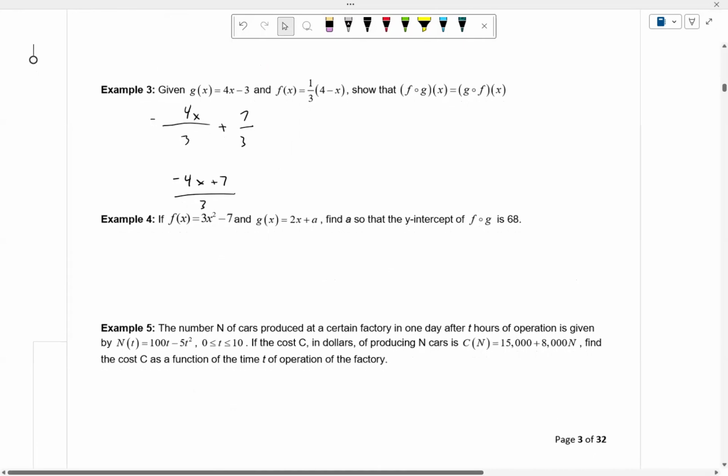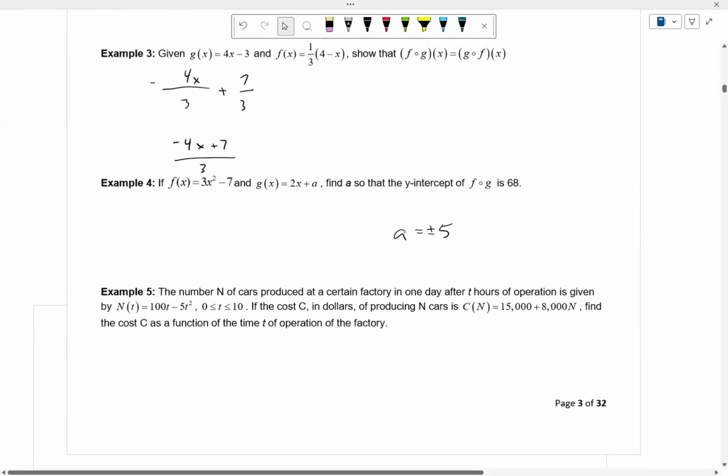Example 4. Sahana, what'd you get? So I got 8 plus 5. Are we good with that? I think one more answer, plus or minus. Good.